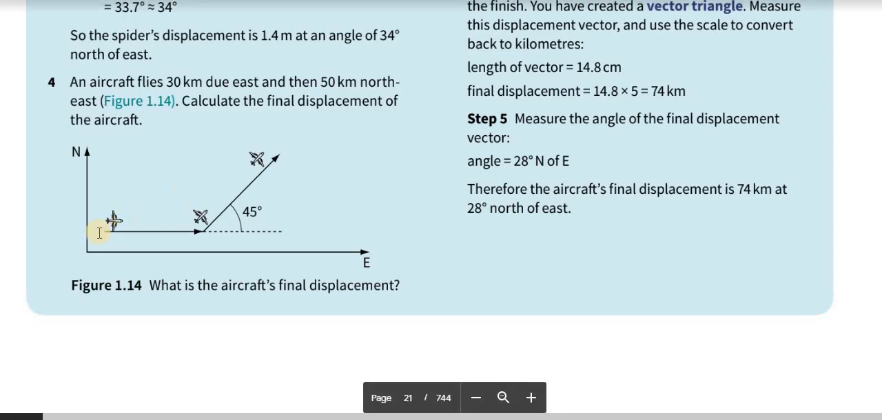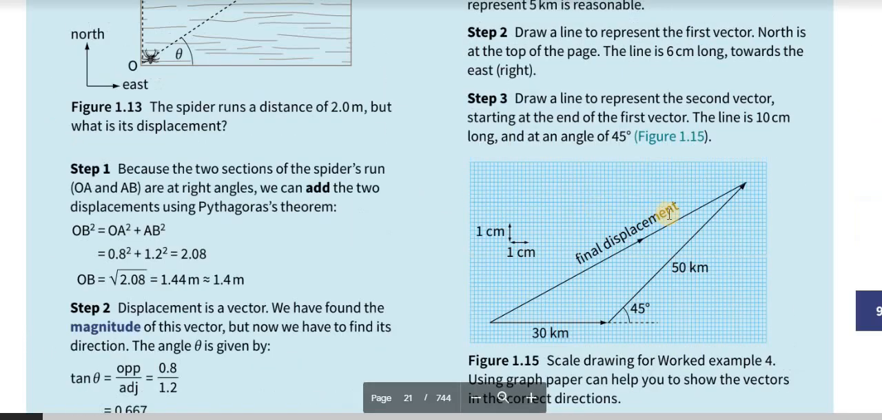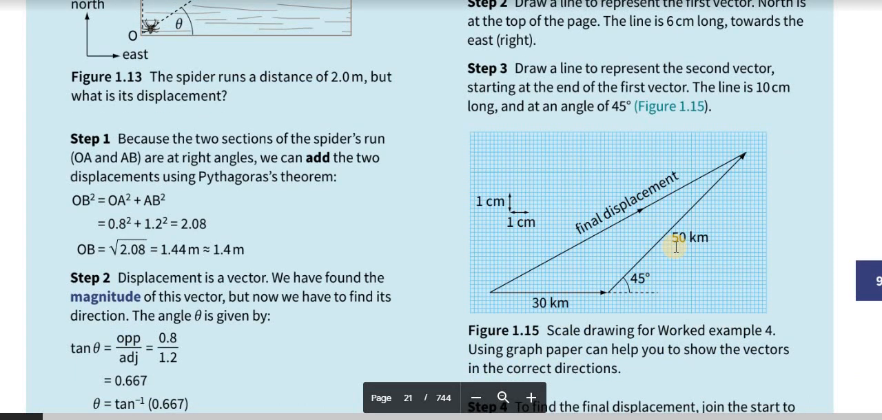So what you need to do is, if you start, you mark this point, mark this point, mark this point. Here to here it is 30, here to here it is 50. Then you can draw a line from here to here, and you have to find the length of that line. Now there are two ways to do this. One is by scale drawing, the other one is by using trigonometry. So what we can do is we can do a scale drawing like this.